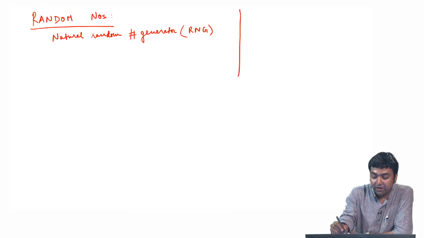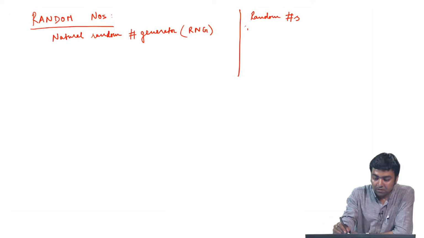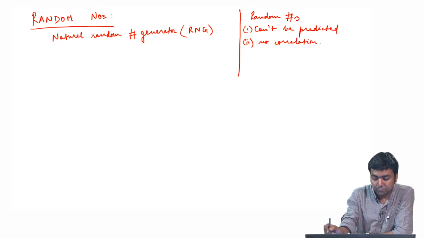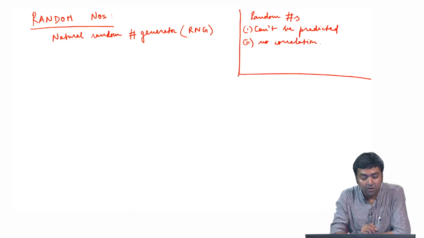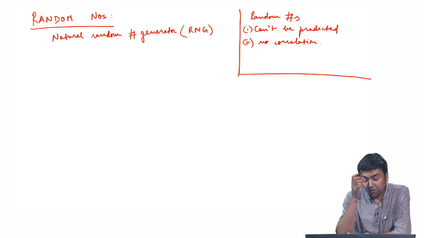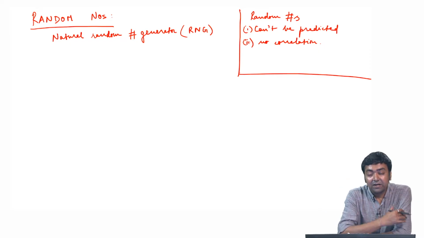So, maybe I just write down what random numbers are. The characteristics of random numbers are: first, they can't be predicted; second, there is no correlation. Generating a series of random numbers which satisfy both these properties in an ideal way is typically done in different ways.